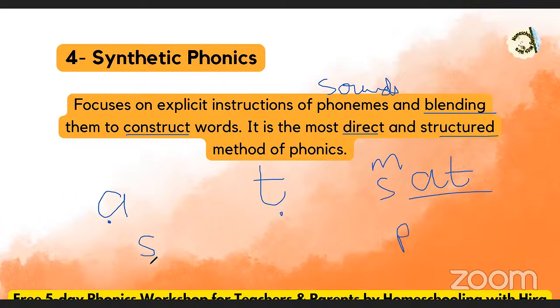Let's write s, a. Read it together, sa. The last sound, t, sat. We go in a flow. Each grapheme means letter, okay? I will tell you these terms as well in the next slides. But grapheme means letter. So each and every letter has its own sound associated with it, and we teach it explicitly to kids.